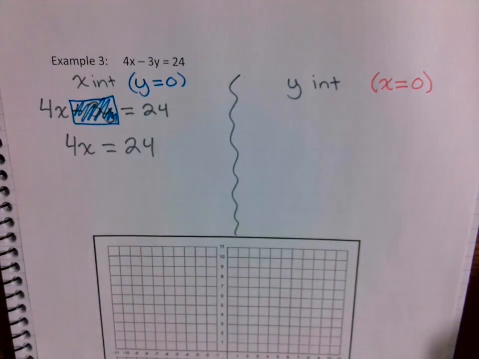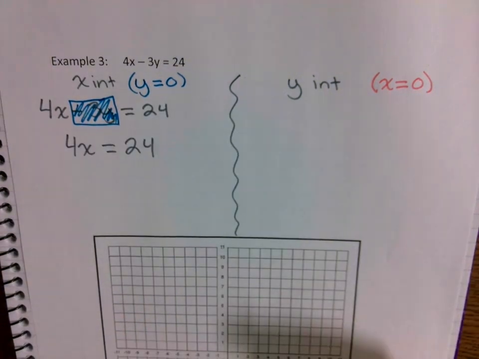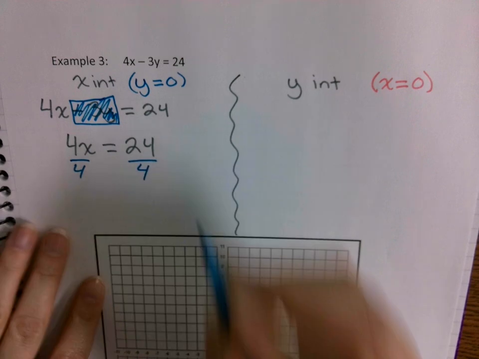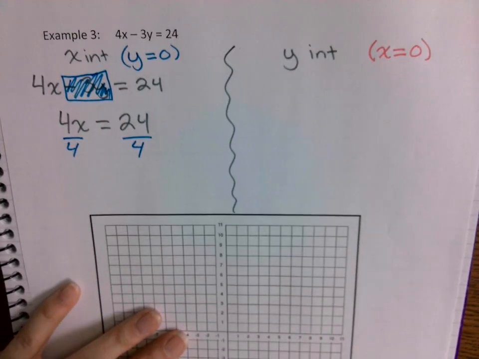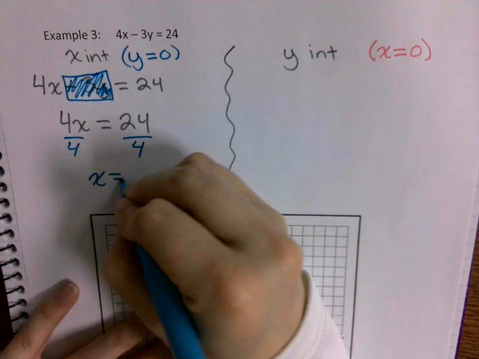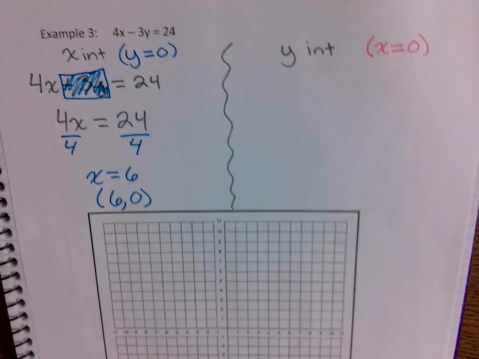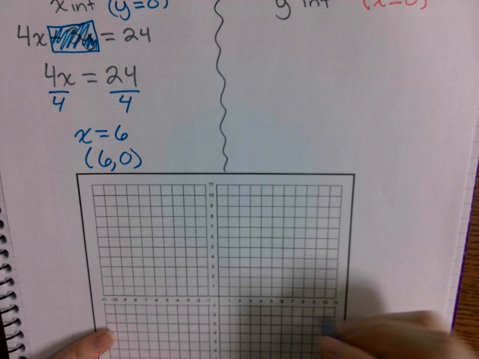How do I solve that? Mylin? Divide it by 4. 24 divided by 4 is what, Brian? 6. So we're going to get x is going to be equal to 6. That's going to be at the point 6, 0. I'm going to plot that by moving 6 spots to the right on my x-axis.